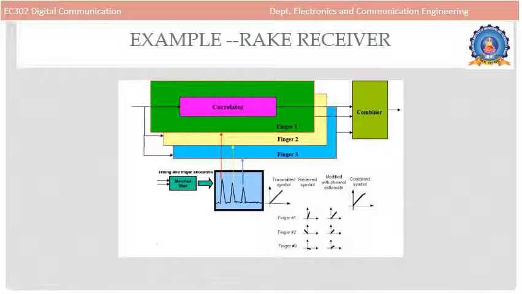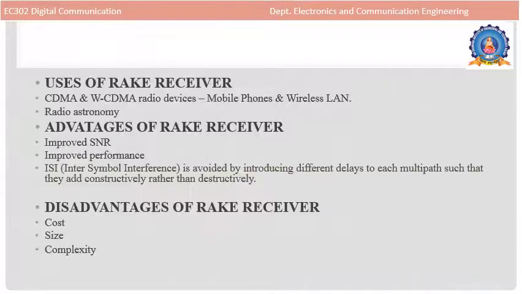So this is just an example. Here this is a transmitted symbol, and the received symbol will be a shifted, delayed or attenuated version of the transmitted symbol. That will be modified in this form by using channel estimation, and then the combined symbol will be similar to the transmitted symbol, that will be the received signal by use of the rake receiver.